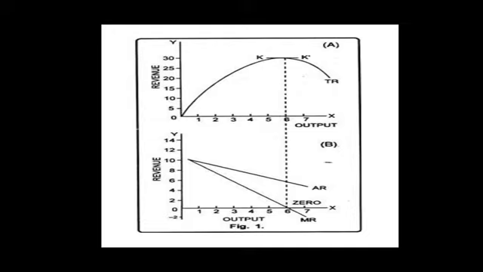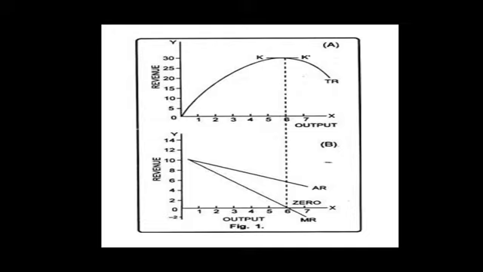Students, beyond point K dash, total revenue starts falling, which means that even by selling more units of output, total revenue is falling. In such a situation, marginal revenue becomes negative, as the marginal revenue curve in part B of the figure goes below the x-axis beyond point K dash.